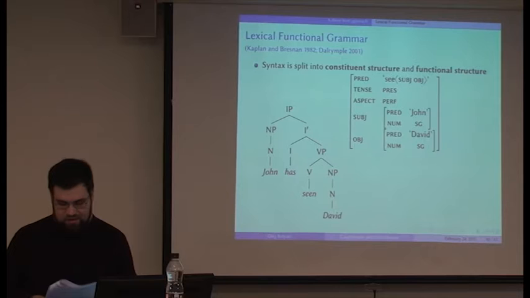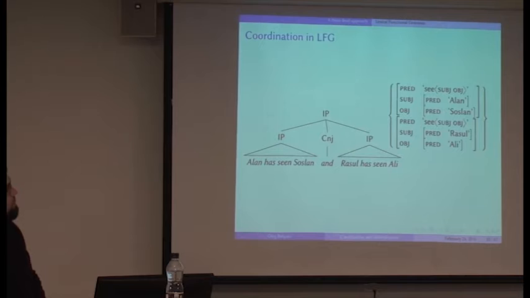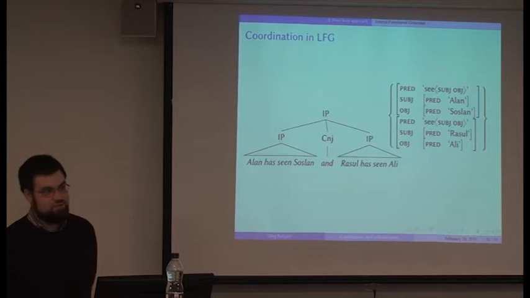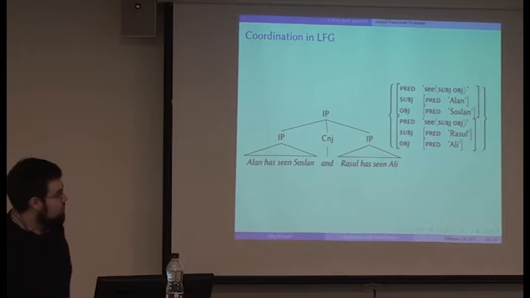are formulated. In particular, coordination in LFG is described in the following way. So you have at C structure a symmetrical construction where you have one category, like in this case IP in the above, then you have two children who are also IPs and a conjunction between them. And at the level of F structure, you have a set of two F structures. So Alan has seen Saslan and Rasul has seen Ali. We have a set of two predications.